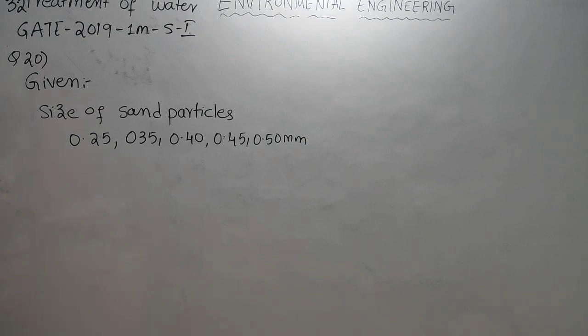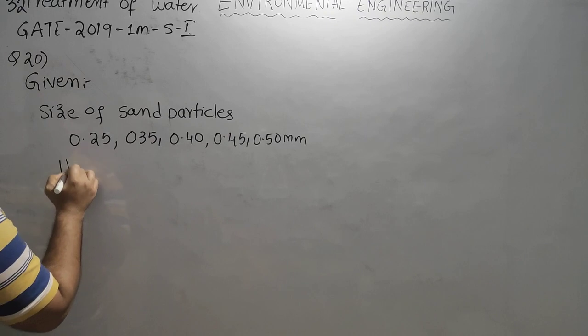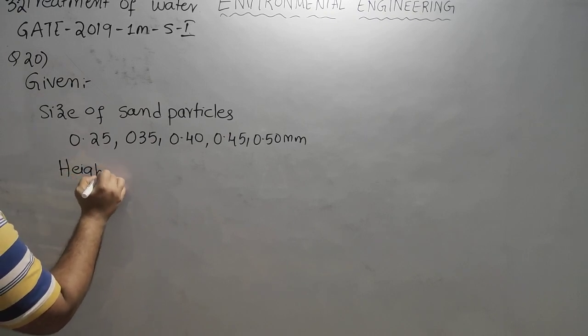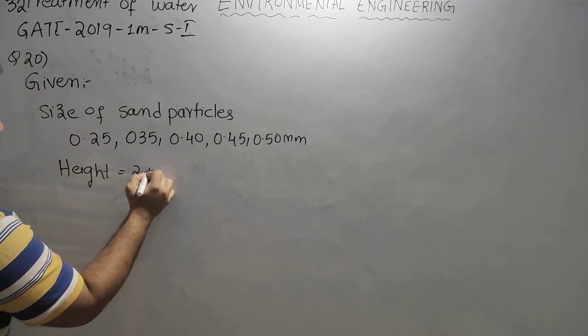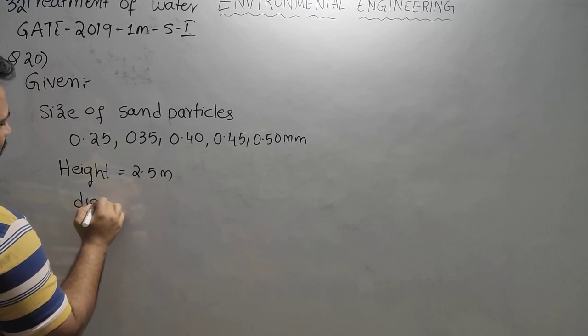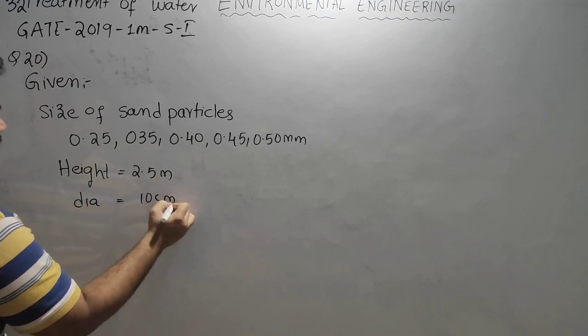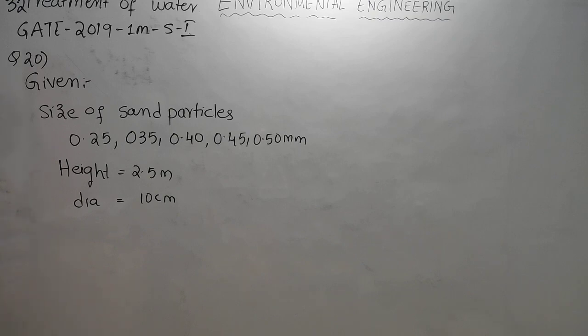So it is in sedimentation. It was taken in a transparent glass cylinder of 10 centimeter diameter and height 2.5 meter. That is not relevant for our question. The suspension is allowed to settle without any disturbance. Let us take the height as 2.5 meter and diameter as 10 centimeter. It is observed that all the particles of diameter 0.35 mm settle.